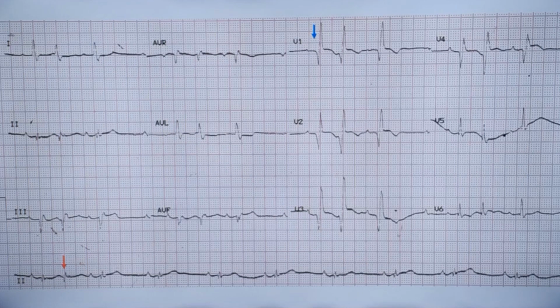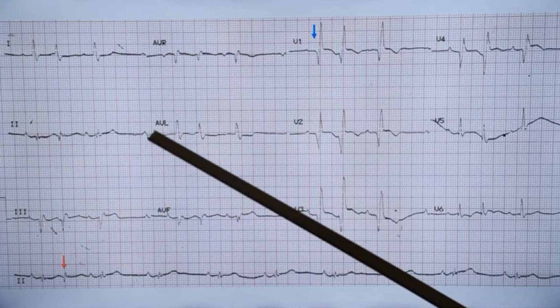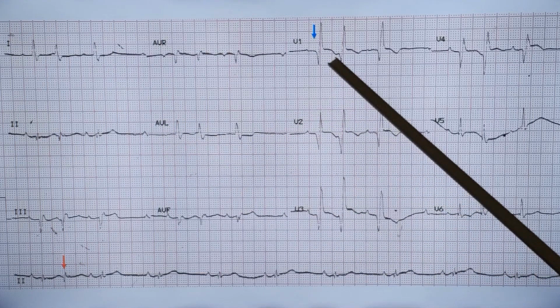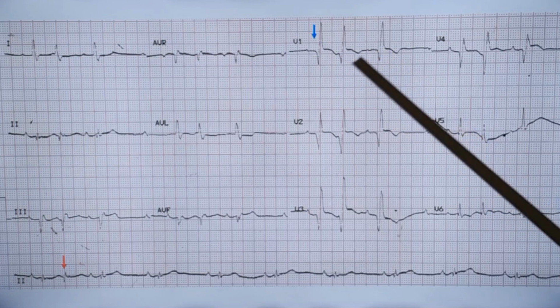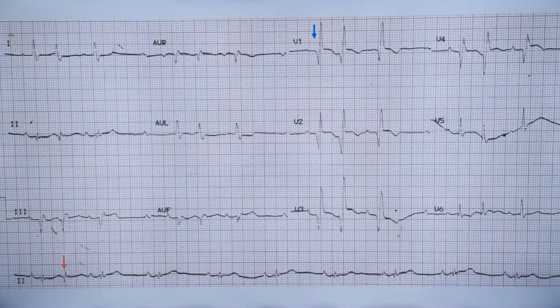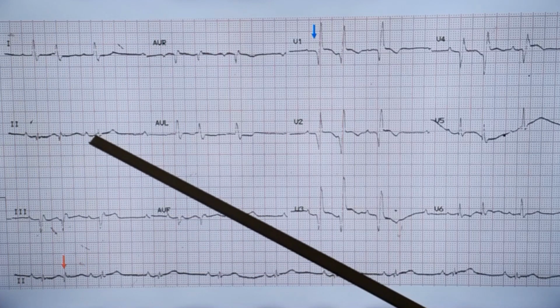Now you can go for the QRS axis if you want, and the QRS width. QRS seems to be a little wide over here. There is widening of the QRS complexes. And the axis is leftward. You can see negative complexes in 2, 3 and AVF.